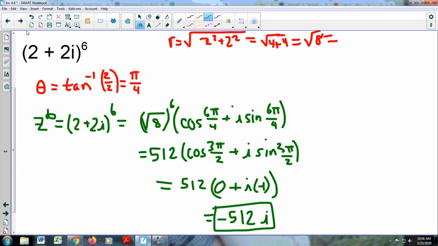All right, guys and gals, that is it. That's de Moivre's theorem. Like I said, there's some other stuff that if we were in class, we would work on, but we cannot right now.